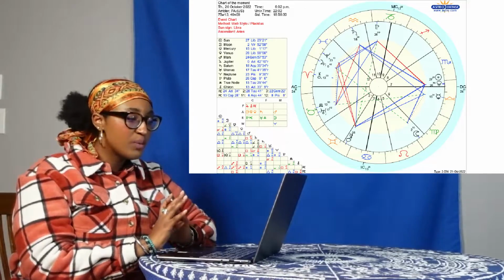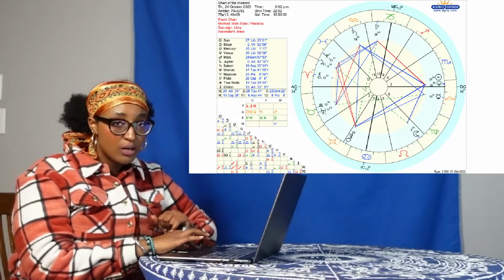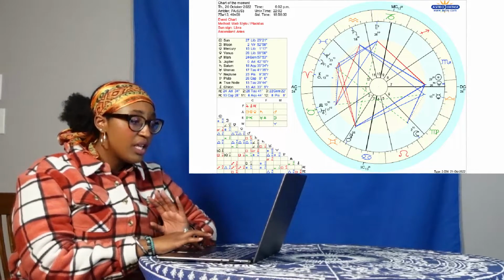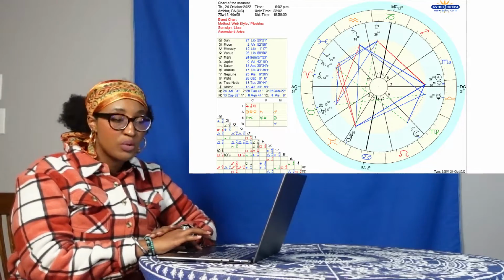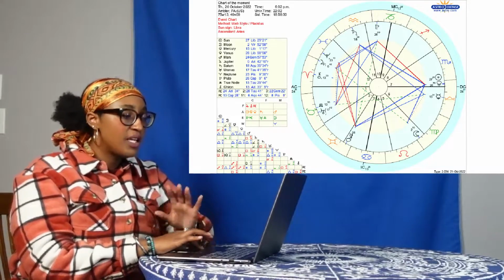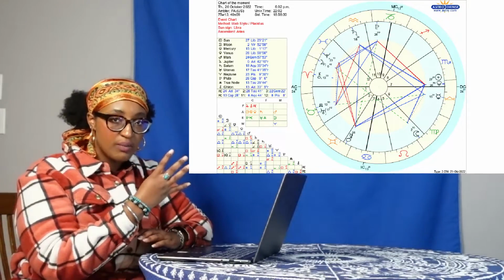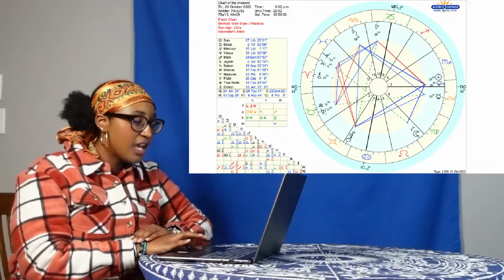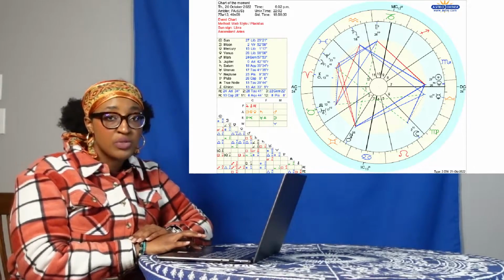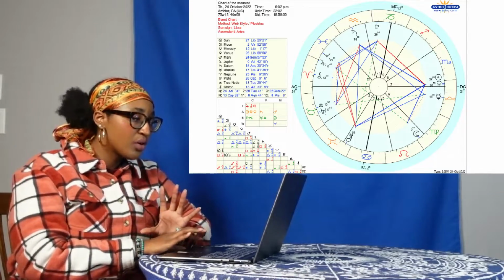Previously I talked about elements and your cardinal, fixed, and mutable, which is your mode. If you look at your natal chart or your birth chart, C stands for cardinal, F stands for fixed, M stands for mutable, and they will be on the top. And here on the left-hand side you will see the four elements. Remember, there are four elements and three modes. That's how you're able to tell which F is which, because this F represents fire while this F represents fixed.